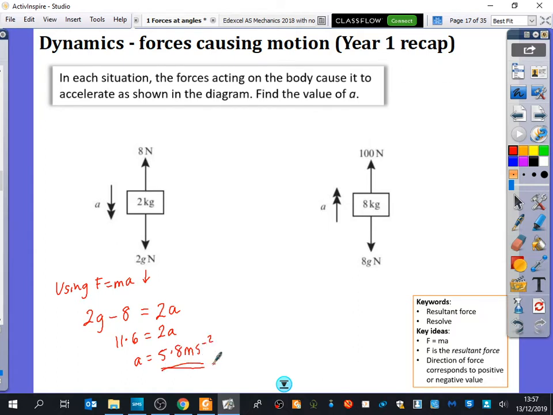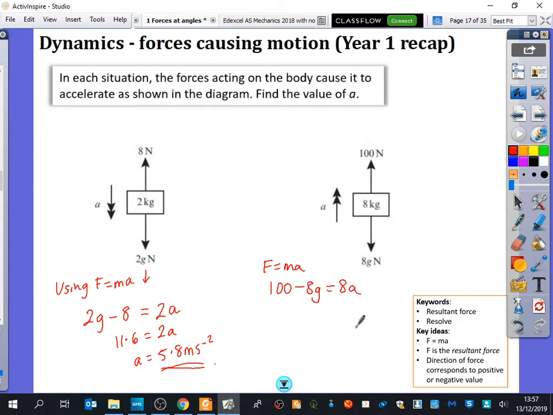Pretty straightforward, just going straight into F equals ma. Notice how I do it all at once. I don't do it as two separate things. Habib, what's going to be my F equals ma for this one? 100 minus 8g equals 8a.